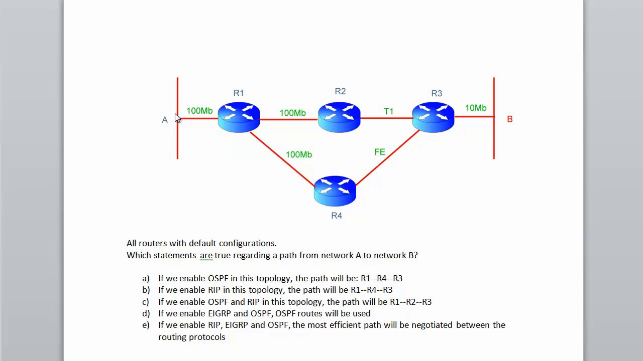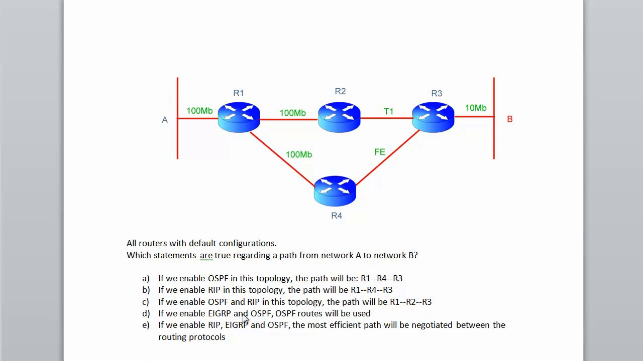So this is our topology. We've got network A and network B and 5 answers. If we enable OSPF in this topology, the path will be router 1, router 4, router 3. If we enable RIP in this topology, the path will be router 1, 4, 3. If we enable OSPF and RIP in this topology, the path will be router 1, 2, 3.